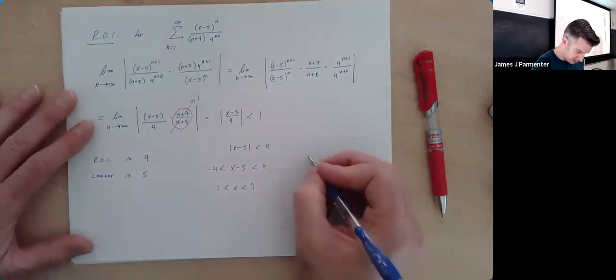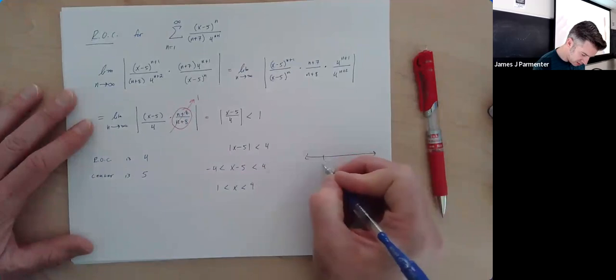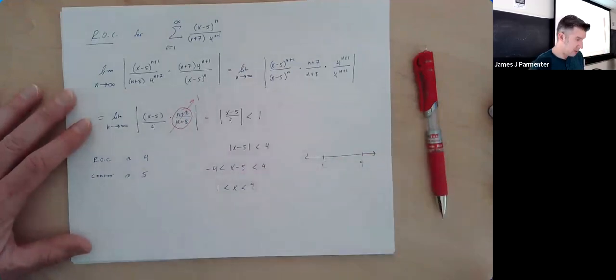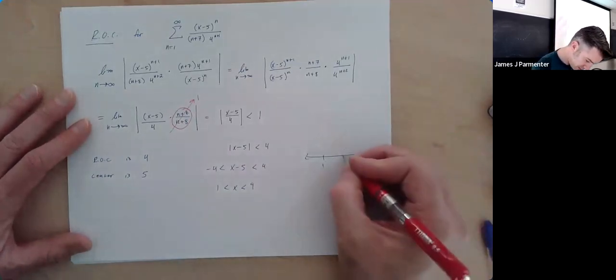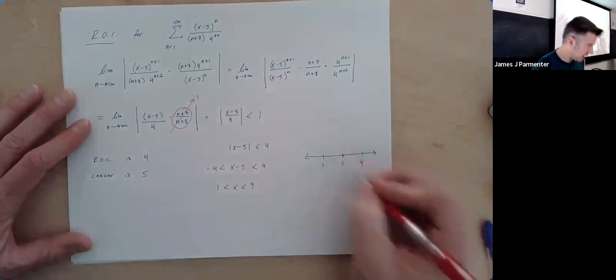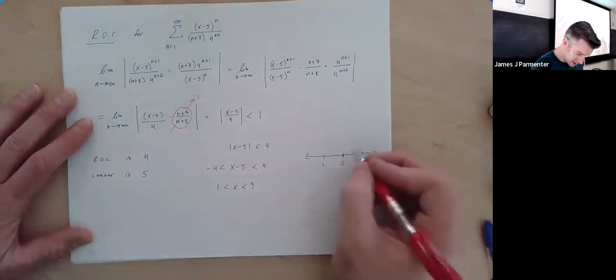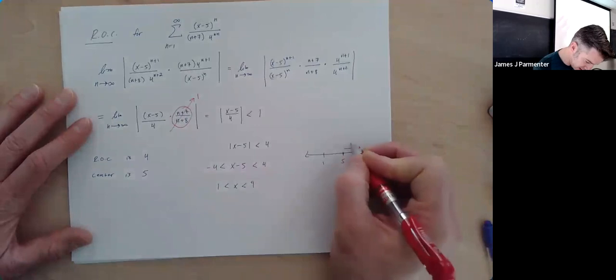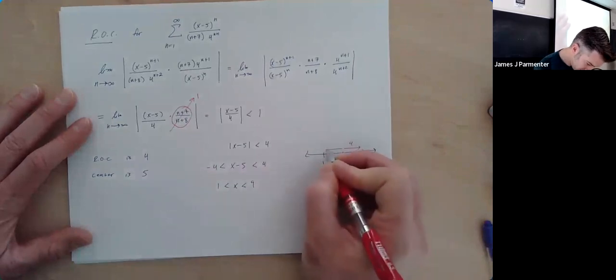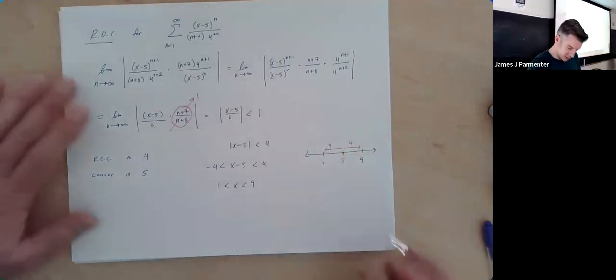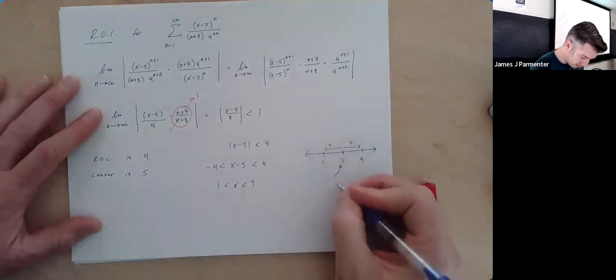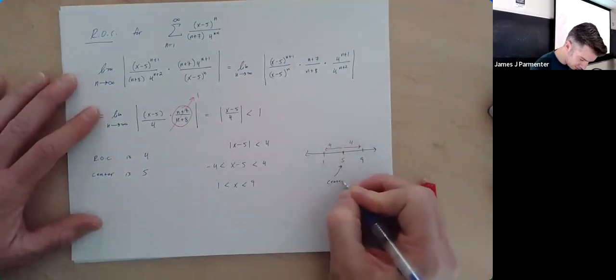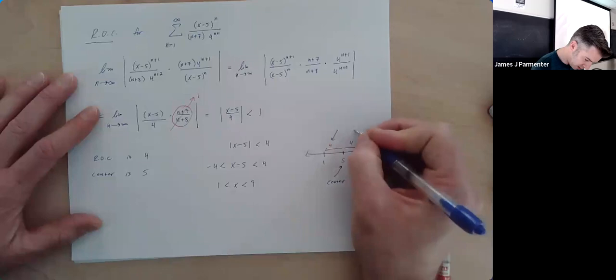If you draw that on the number line, I think it's not too terrible to see that, oh yeah, the middle is certainly 5. The average of 1 and 9 is 5, and then the distance to either endpoint is 4. So there's your center, literally in the center of the interval, and there's your radius.